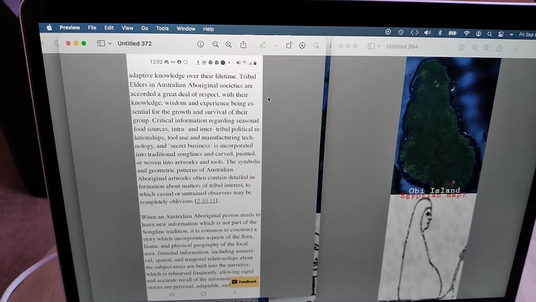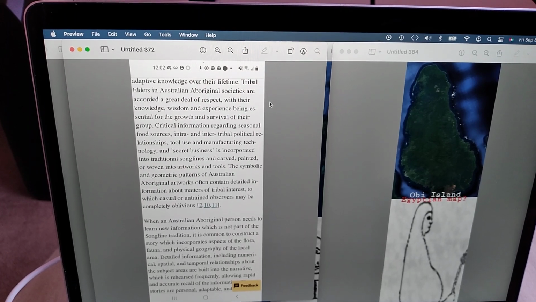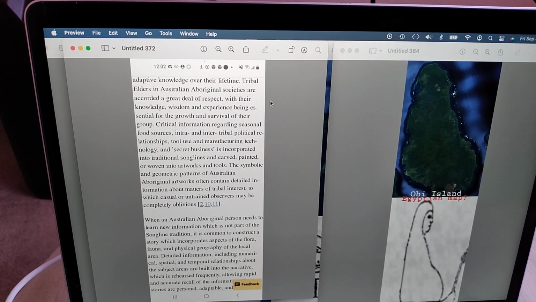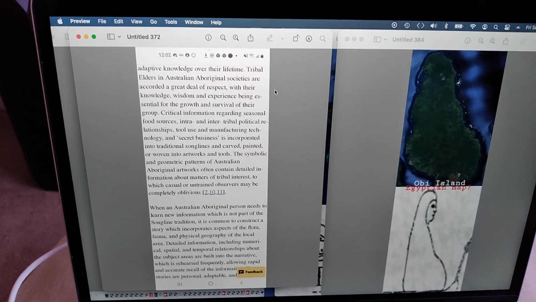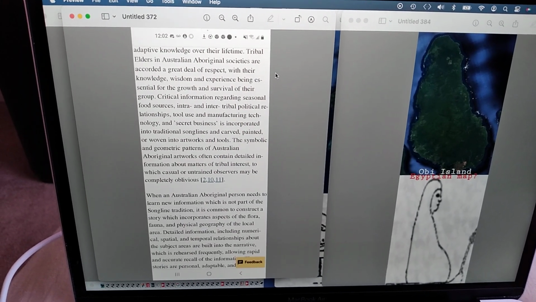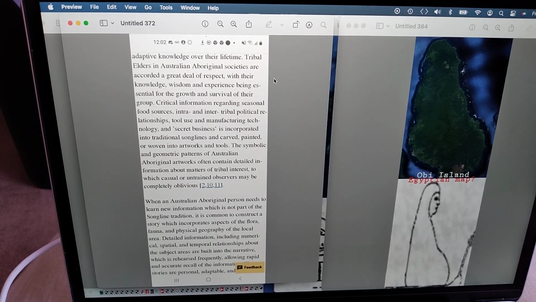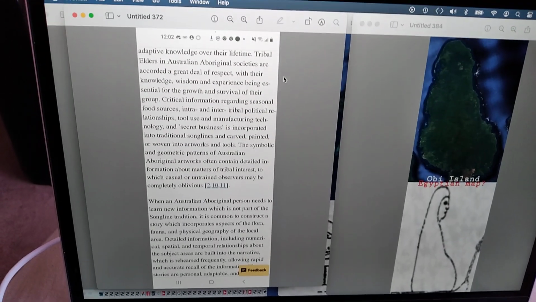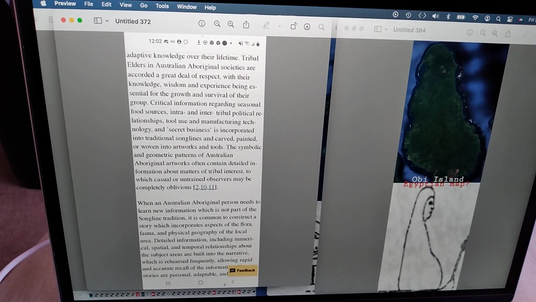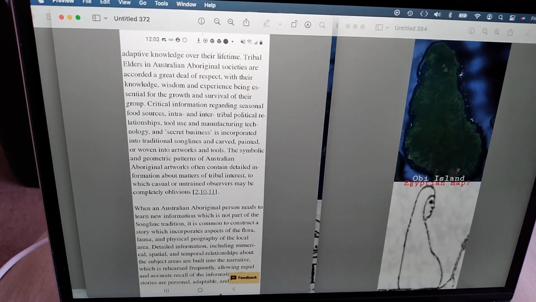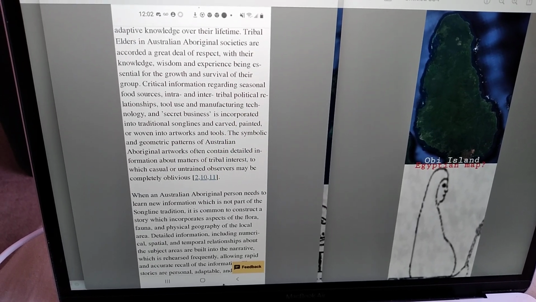The symbolic and geometric patterns of Australian Aboriginal artworks often contain detailed information about matters of tribal interest to which casual or untrained observers may be completely oblivious. So that goes for all ancient traditions anywhere on Earth. Modern people will look at it and have zero idea what it's about, because that's how it's made. It's made for insiders to understand and outsiders to just see it as some kind of random thing.